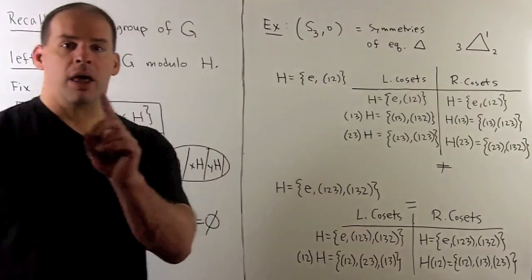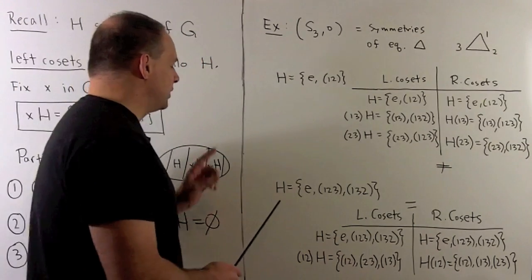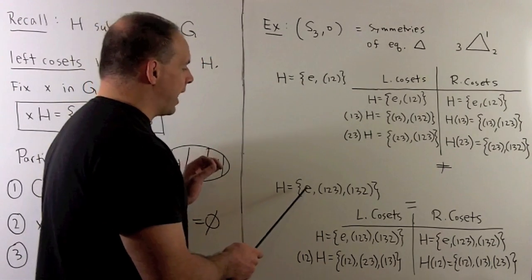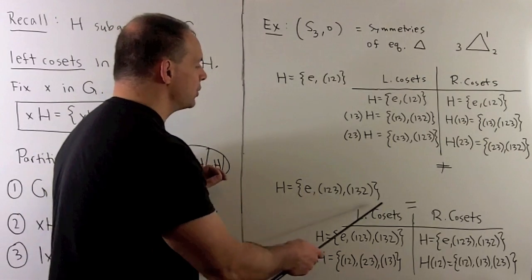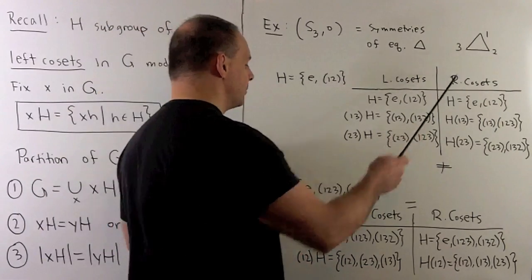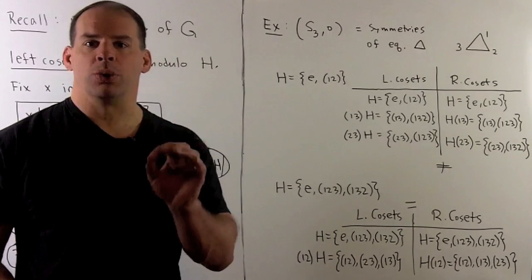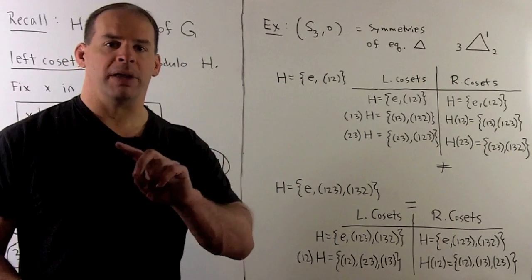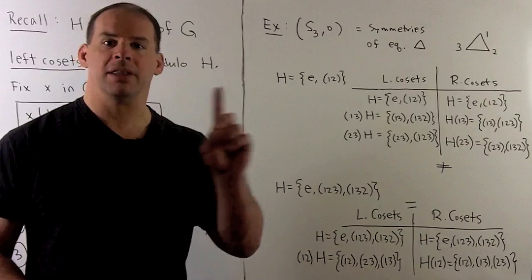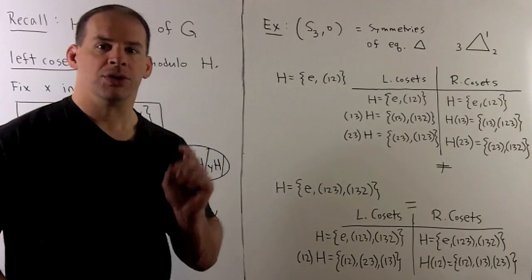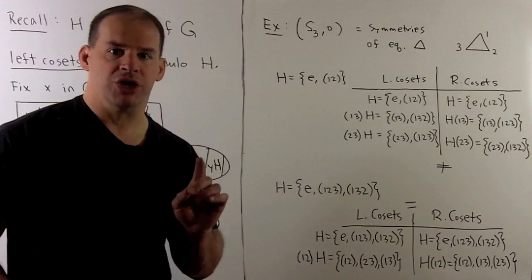Now, another example we saw, if we take H equal to e and the 3-cycles, so these were the rotations, then each left coset is equal to a right coset. And it's going to be the coset where we just push the element to the other side. So this is going to motivate our big definition here.